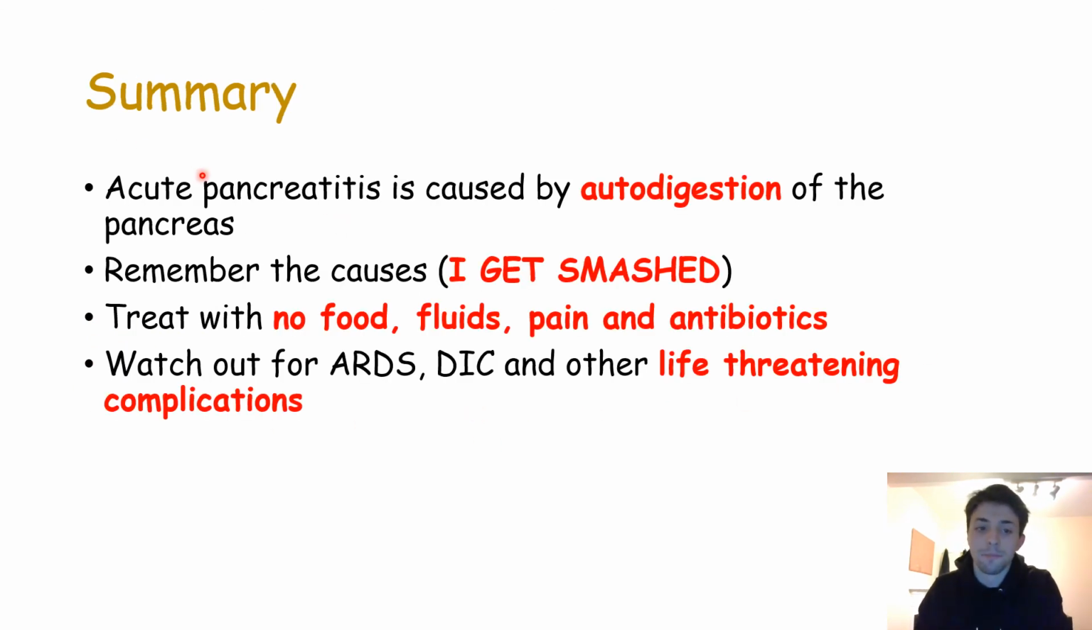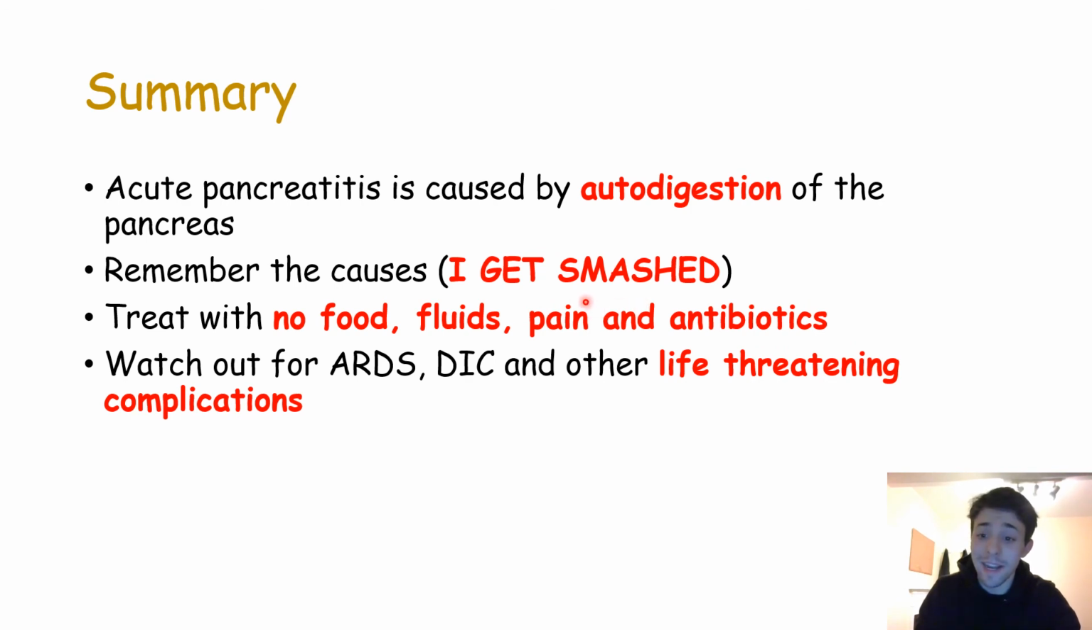As a summary, acute pancreatitis is autodigestion of the pancreas. I know I mentioned this several times, but it's just to help you remember. If you remember this, everything becomes kind of straightforward. Remember the causes, very important: I get smashed. The main ones are gallstones and alcohol. Treat usually with no food, so NPO, fluids, pain management, and antibiotics.